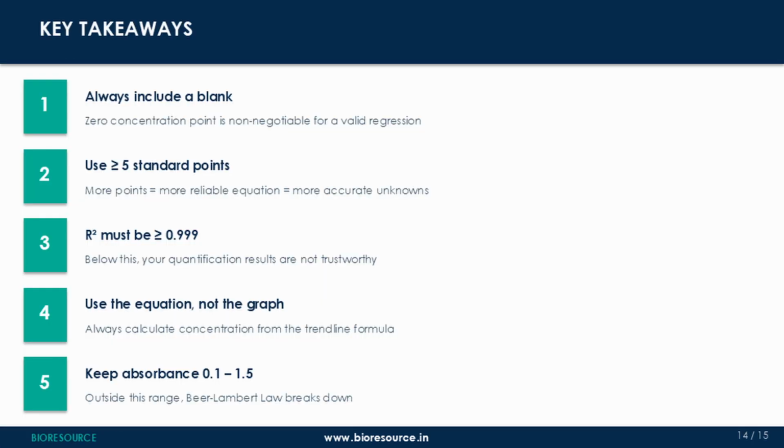Let me give you 5 things I want you to remember from this video. 1. Always include your blank, 0 concentration, non-negotiable. 2. Use at least 5 standard points. 3 points is not enough for reliable regression. 3. R-squared must be 0.999 or higher. Below this, your quantification results are not trustworthy. 4. Always use the equation to calculate the concentration. Never read it off the graph manually. 5. Keep your absorbance values between 0.1 and 1.5. Outside this range, Beer-Lambert's law breaks down. Follow these 5 rules and your standard curves will be solid every time.